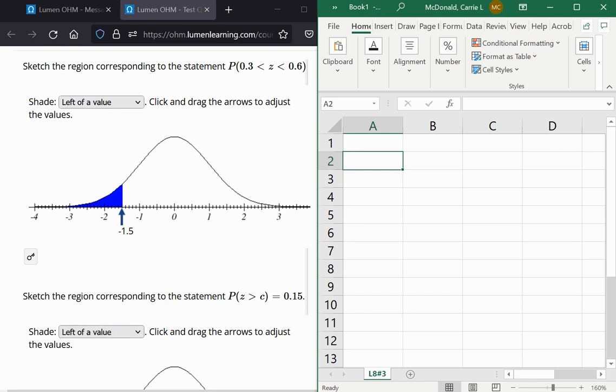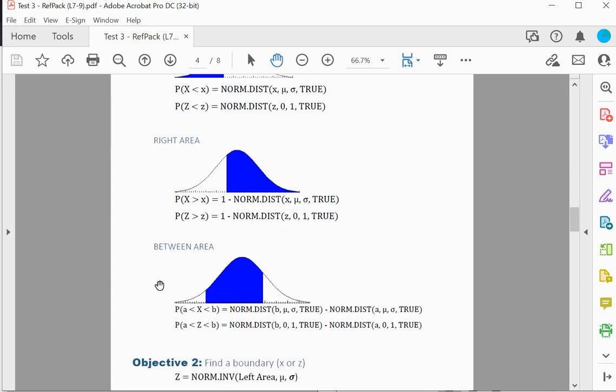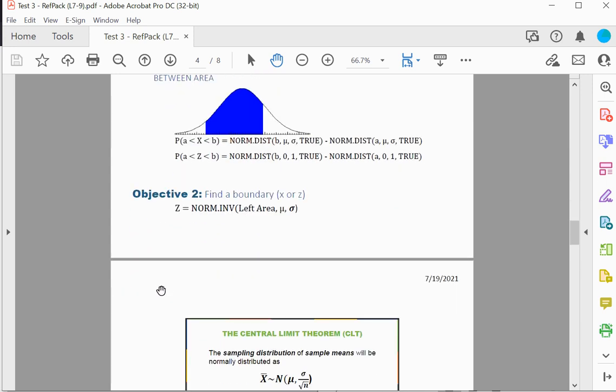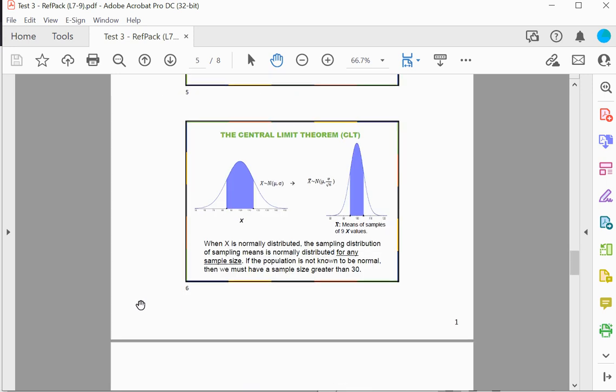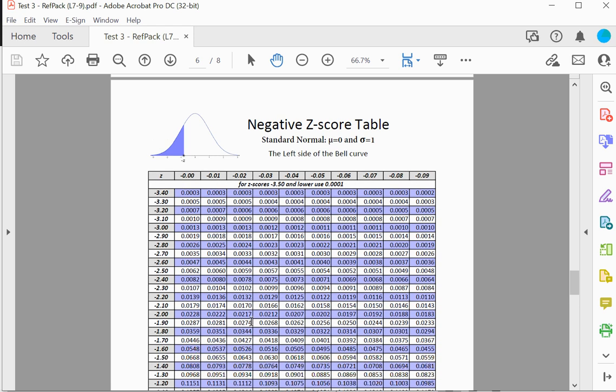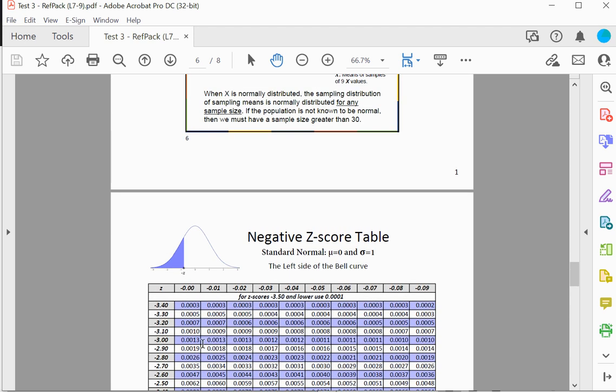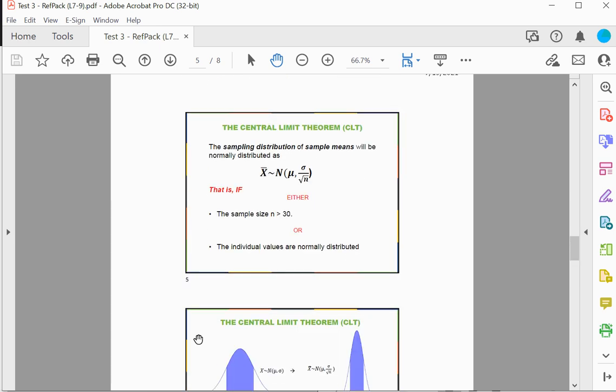I'd also like to point out that we have in our reference packet for test 3 some instructions about how to use Excel to answer questions involving normal probability. Okay, and we do have also a Z table in here, so that if you don't feel comfortable using Excel, this is another way that you can get your answers. Or you can even just do this because you want to check your answers. So maybe you could learn to do both.